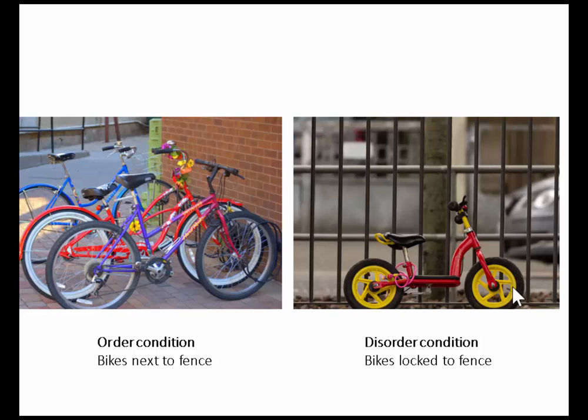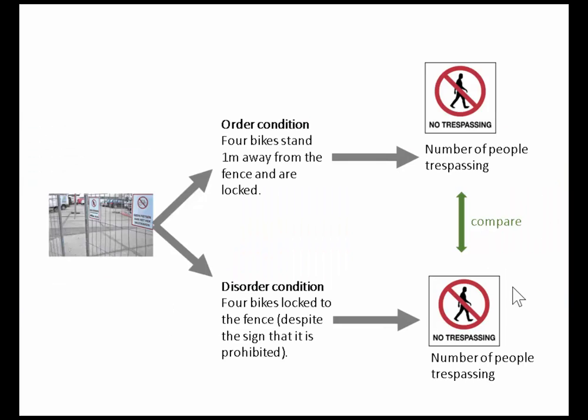So they followed the norm: you're not allowed to lock your bike to the fence, but lock it somewhere else. While in the disorder condition, they had the bike locked directly to the fence, just underneath the sign that said, don't lock your bike to this fence. So again, the idea is that a contextual norm is being broken. Does that make people more likely to break another norm? Here you see, again, a similar experimental design. We had the order condition, in this case, 4 bikes stand 1 meter away from the fence and are locked.